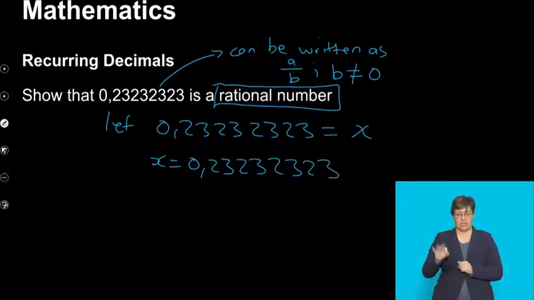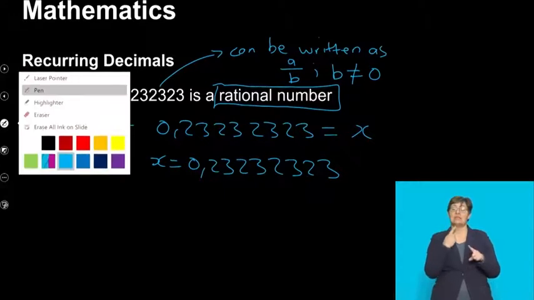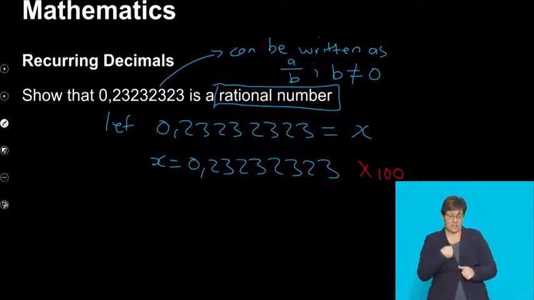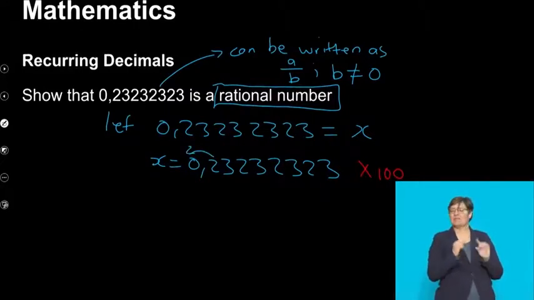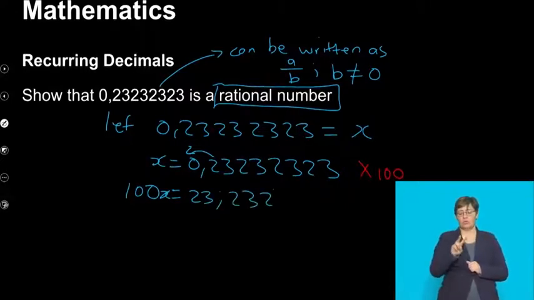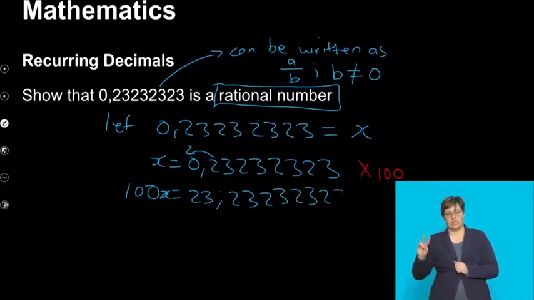0.23232323, right? If I multiply this by 100, why am I multiplying this by 100? Because I'm trying to maintain the pattern after the decimal point. If I multiply by 10, only the 2 will go that way, and it will disturb the pattern. So if I multiply by 100, it will be 100x on both sides, which will be 23.232323, with 2, 3, 2, 3 continuing.